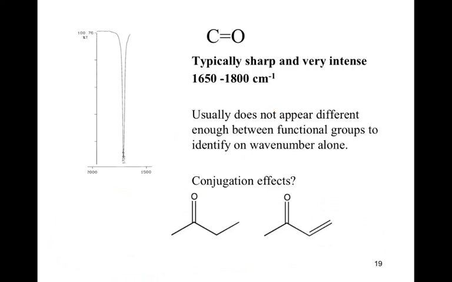The carbon-oxygen double bond is again a very, very obvious signal. It shows up centered right about 1700. It has some fluctuation, which we'll look at with our conjugation effects here. And it's a super intense peak. Okay, so we got an example there. What happens with the conjugation?